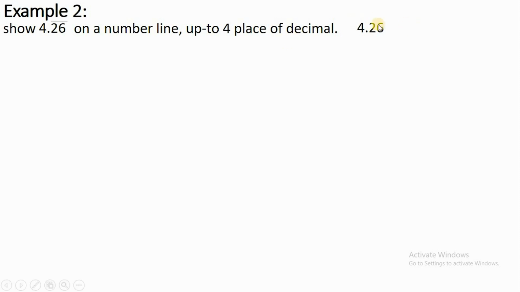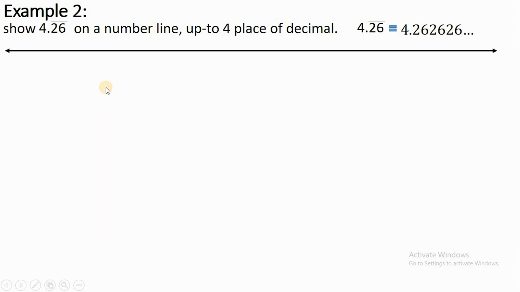So 4.26 bar is equal to 4.262626 and so on. Then 2626 is repeating here. Therefore, in the question we are asked to take only 4 places of decimal, that is 4.2626. That's it. We have to show till here. So again we'll take a number line and we'll label some numbers on it. Here we have taken 0, 1, 2, 3, 4 and 5.